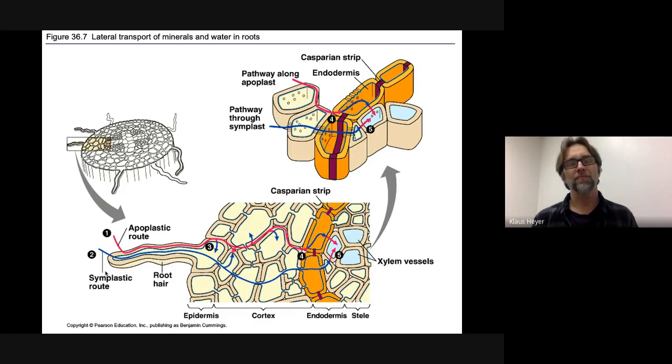pretty quickly. And there's trees around us in Louisiana that can do an impressive amount of pulling water up from the ground.